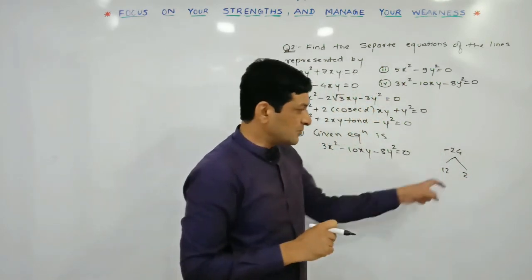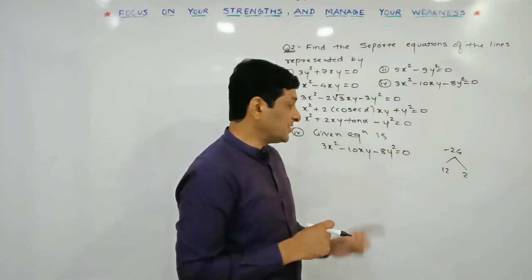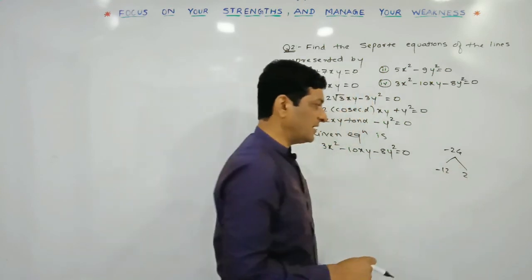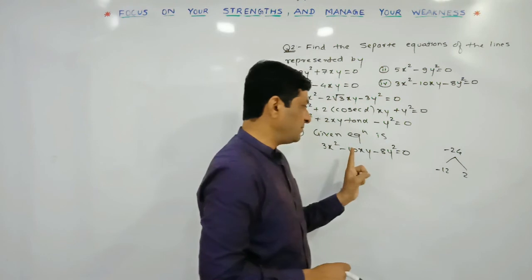So here we have to put a minus either here or here. Then what should their addition be? -10. So definitely we have to put the minus here. Now the product of these two terms will be -24 and their addition will be equal to -10.